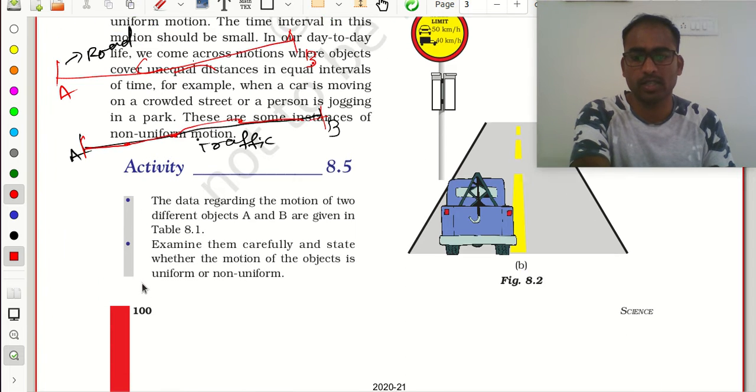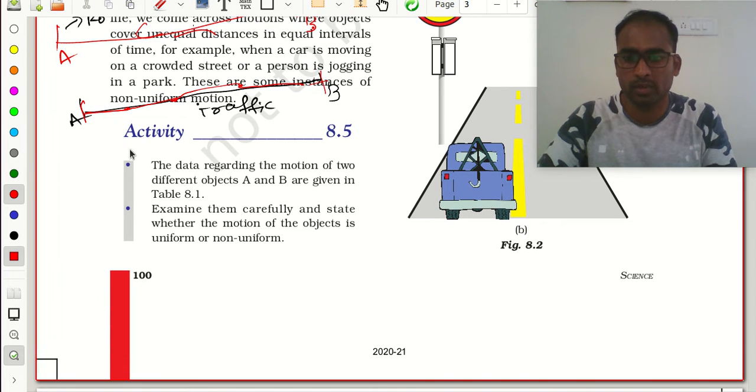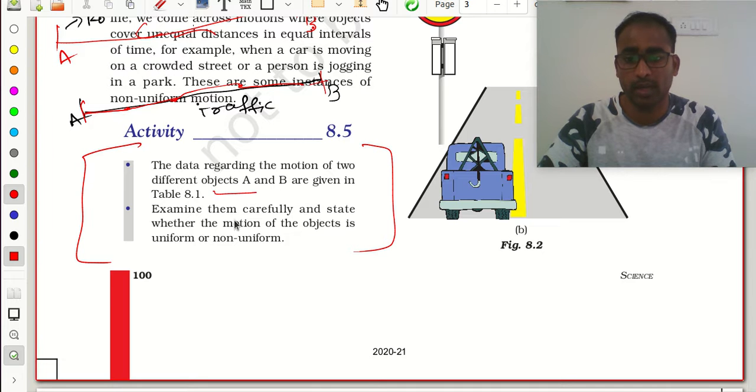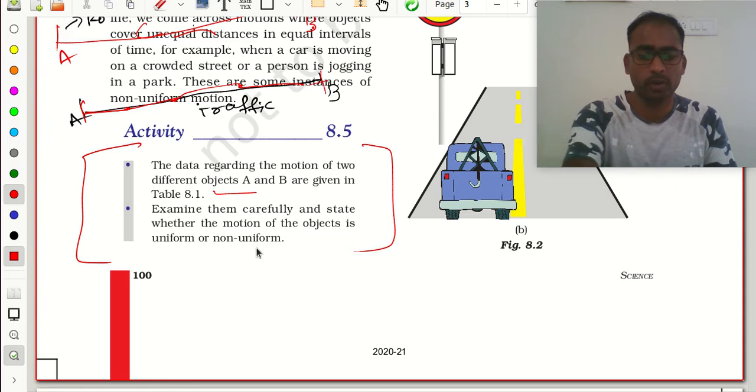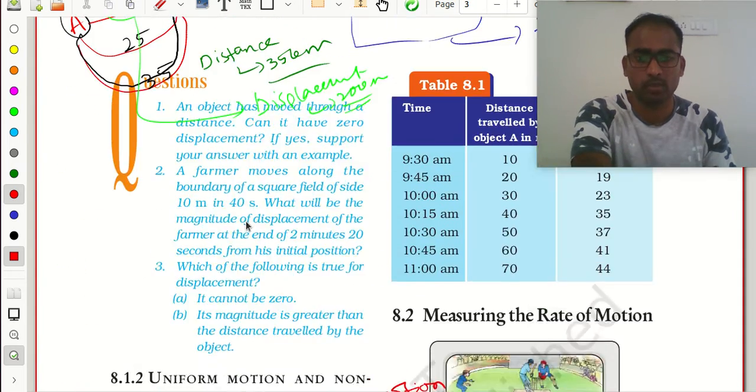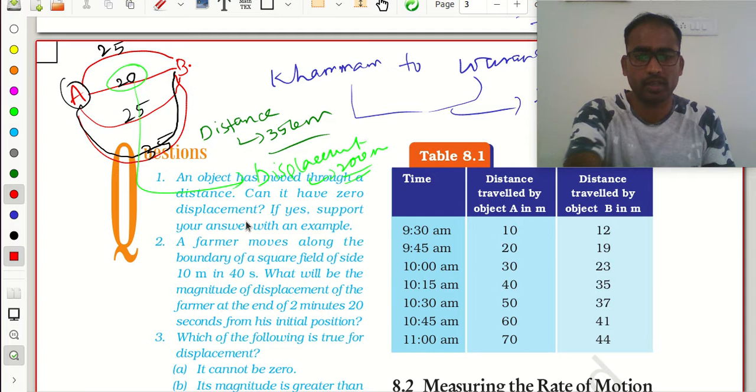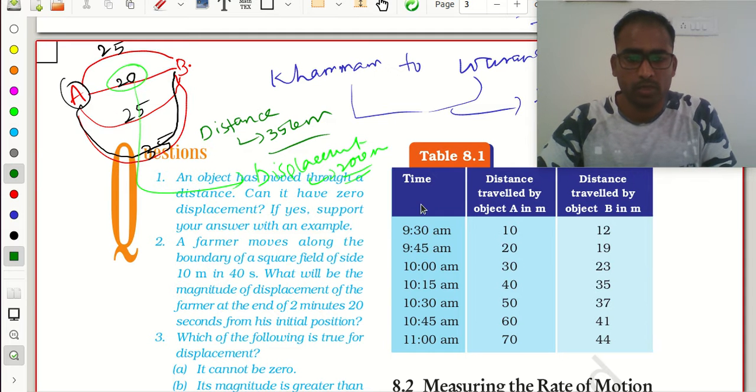Clear? Here you see one activity. After this class please go through this one. The data regarding the motion of two different objects A and B are given in table 8.1. Examine them carefully and state whether the motion of the objects is uniform or non-uniform. That is what I need to tell. See, here we have table 8.1, with the time taken, the distance travelled by object A in meters, and the distance travelled by object B in meters.